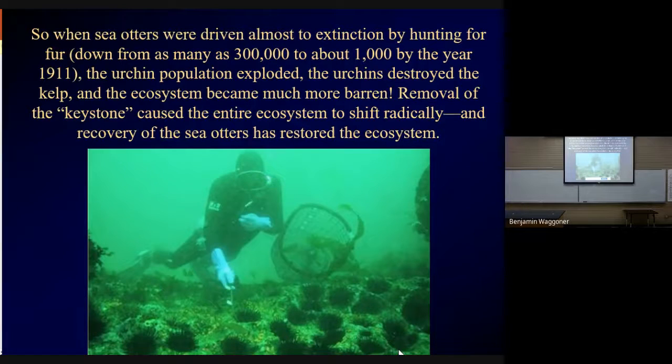Now that the sea otters have come back, now that they've recovered, the ecosystem is being restored. Now that there's no longer so many urchins, more kelp survives, and that means more of this kelp forest community survives. So it's making a comeback. But here we've got kelp that's the foundation species, but the sea otters are the keystone species, because if you remove them, the whole thing falls to bits.